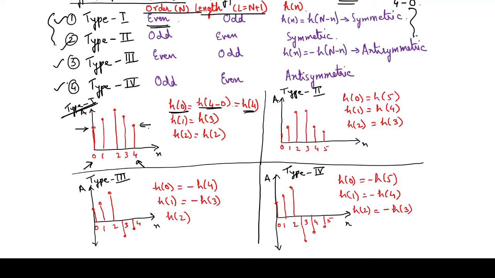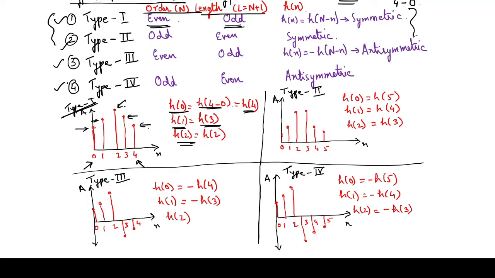Similarly, if we put n equals 1, its value should be equal to h of 3, and in the middle we will have h of 2. So the type 1 filter will have an odd number of coefficients, and across the middle value, the coefficient values are symmetric.